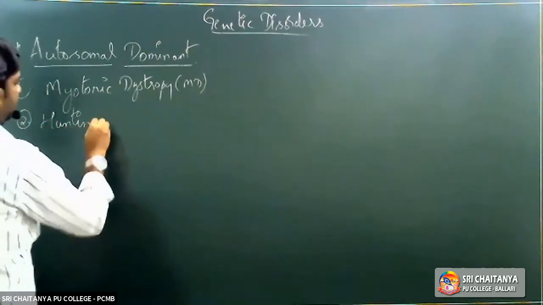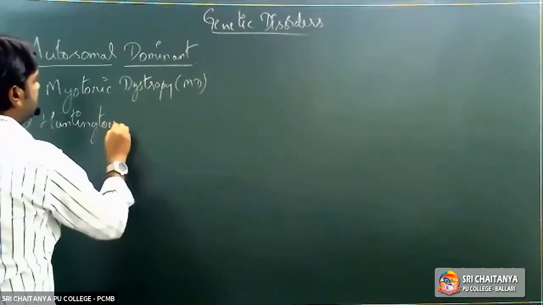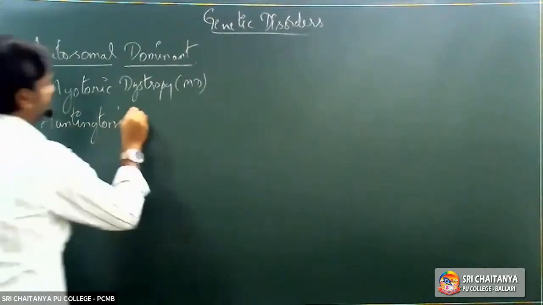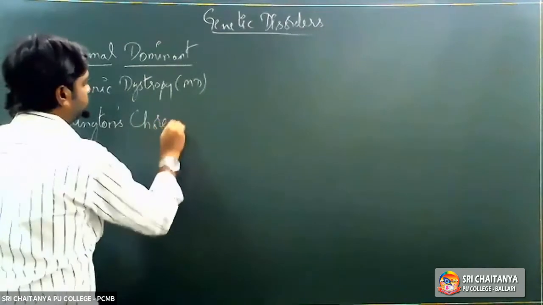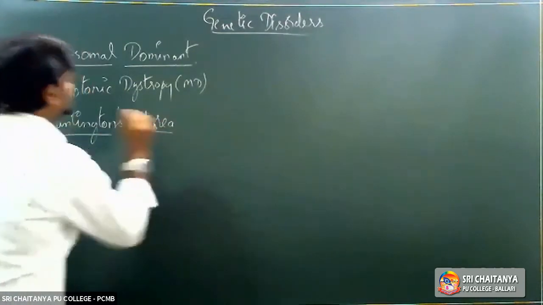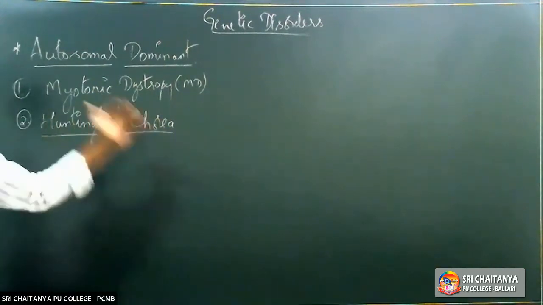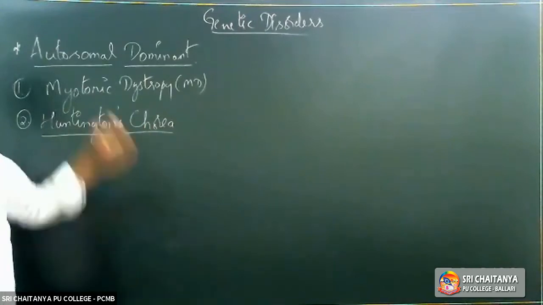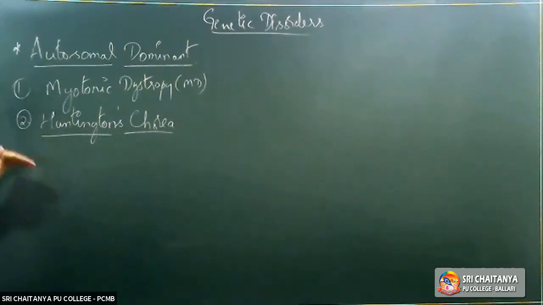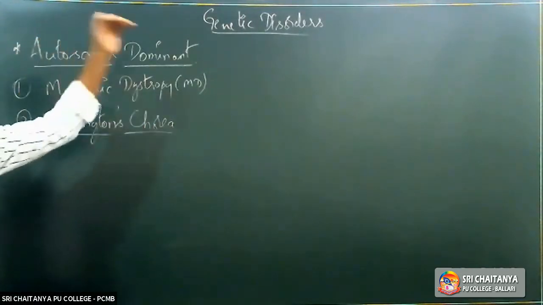disorder, or we can call it Huntington's chorea. So this is the second condition we are taking up, which is called Huntington's chorea, or simply Huntington's disease or Huntington's disorder. Huntington's disorder also falls under the category of autosomal dominant disorders.